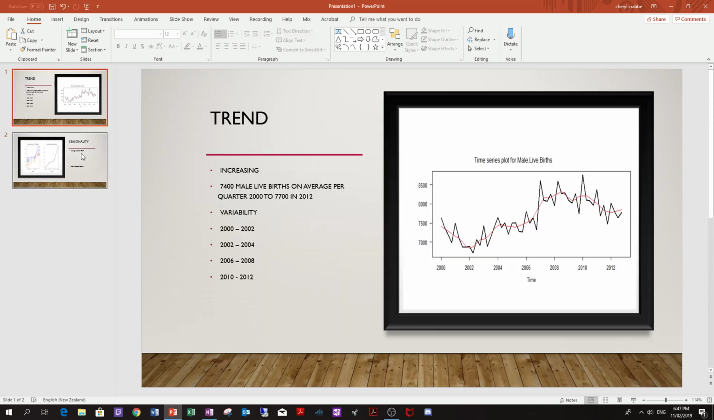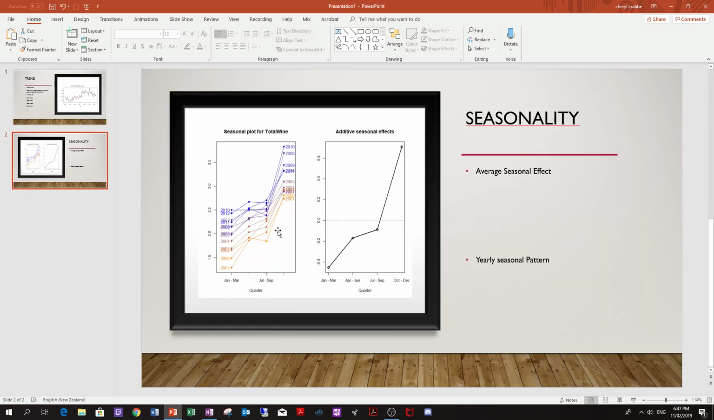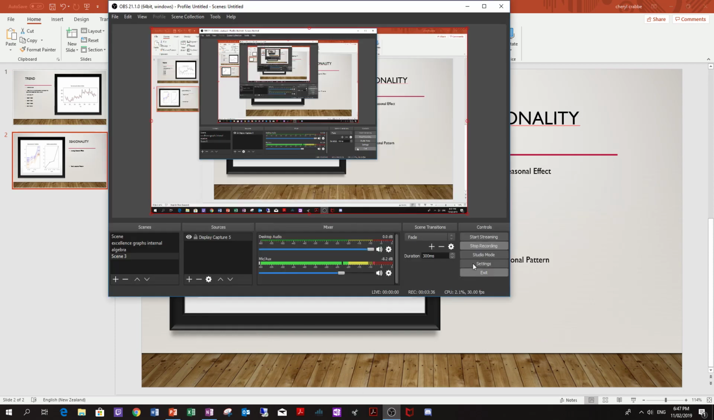So this is kind of how it will start to look when you start to build it and you start to talk about it. So that's just a little side to sort of get you started.